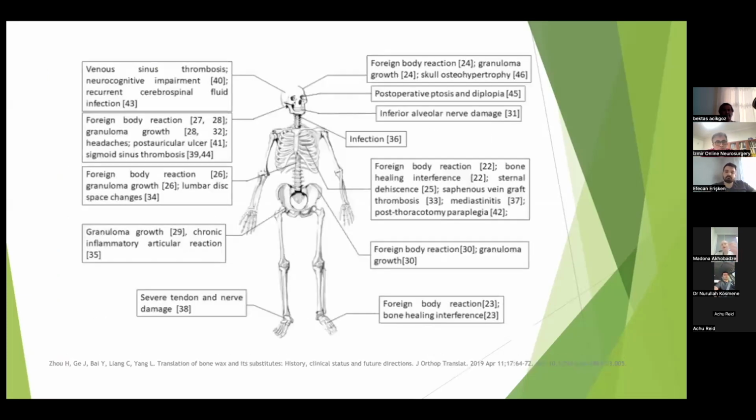Zhou et al., in their paper, gave this beautiful picture of all the different side effects associated with the use of bone wax.